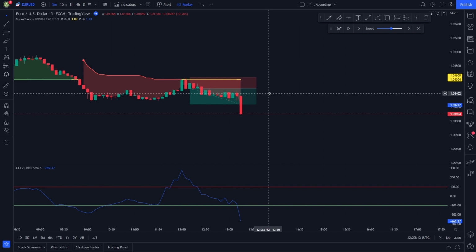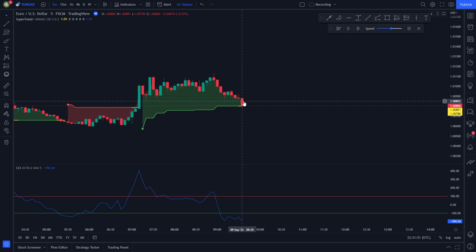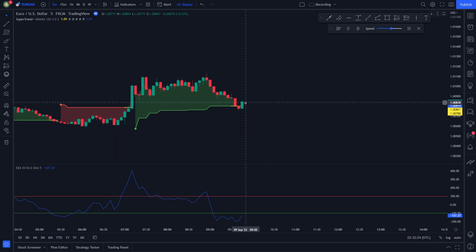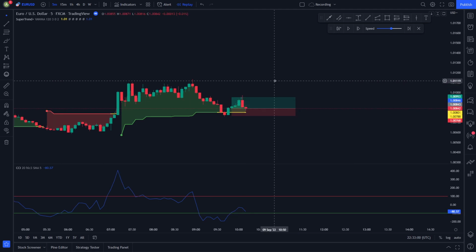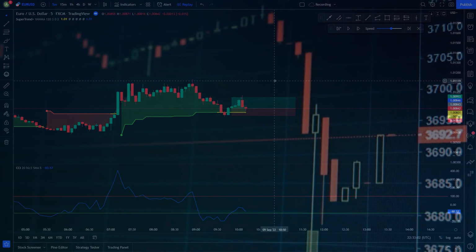I will show you one more example, then I'll back test the strategy. Here, the supertrend indicator is giving us a signal to enter a long position. The CCI indicator shows that the market is oversold, so we will wait for a candle to close above the yellow line, then we can enter a long position. This candle closed above the yellow line, we enter a long position, we set our stop loss under the yellow line, and we set our take profit at 1.5 times the risk. This was another profitable trade.